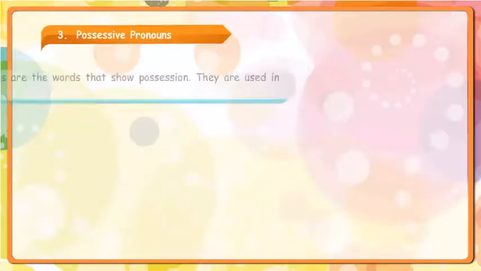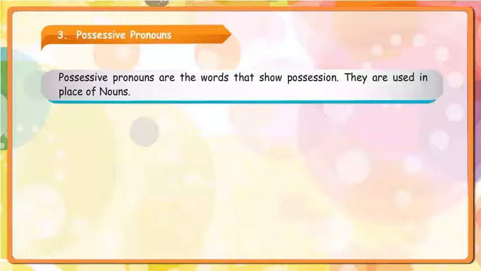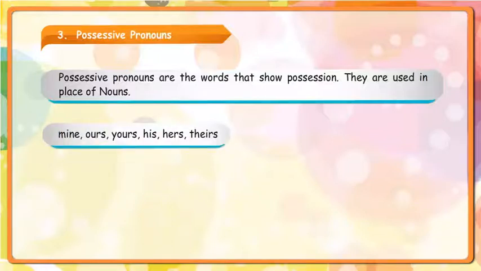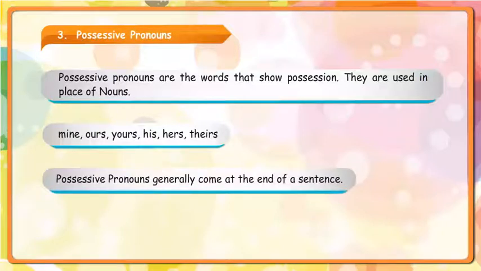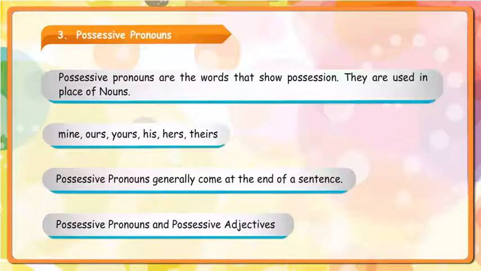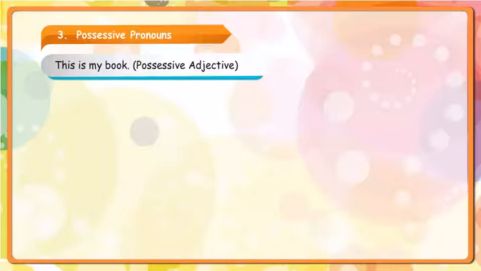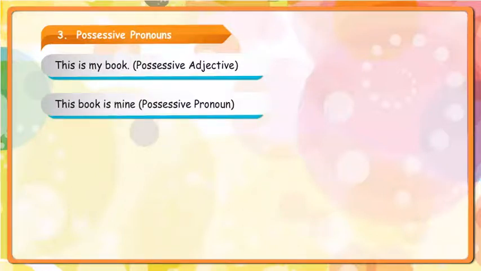Possessive pronouns. Possessive pronouns are the words that show possession. They are used in place of nouns. Mine, ours, yours, his, hers, theirs. Possessive pronouns generally come at the end of a sentence. Possessive pronouns and possessive adjectives. This is my book: possessive adjective. This book is mine: possessive pronoun.